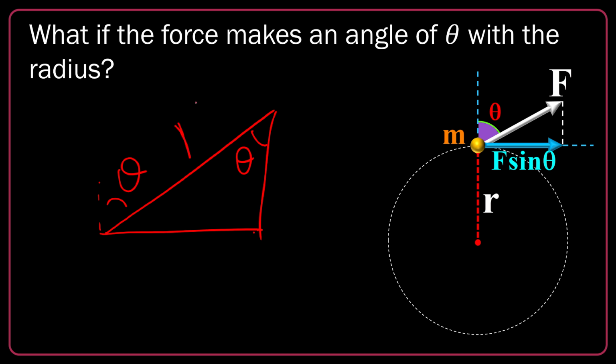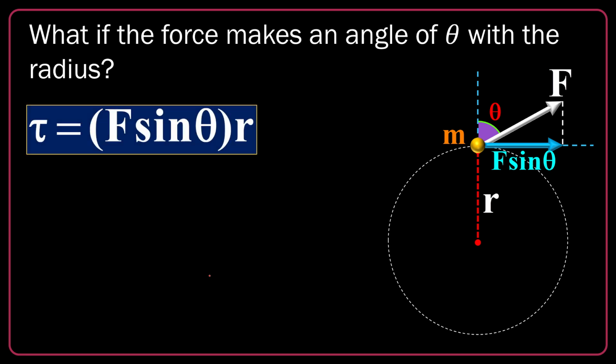The hypotenuse is F, and so the opposite side will be F sine of theta. Okay, so I can write the torque based on the primary introduction we had: F sine of theta times R. F sine of theta is called the effective component, or the component normal to R. We have another alternative. You can also extend the force on its line of action.